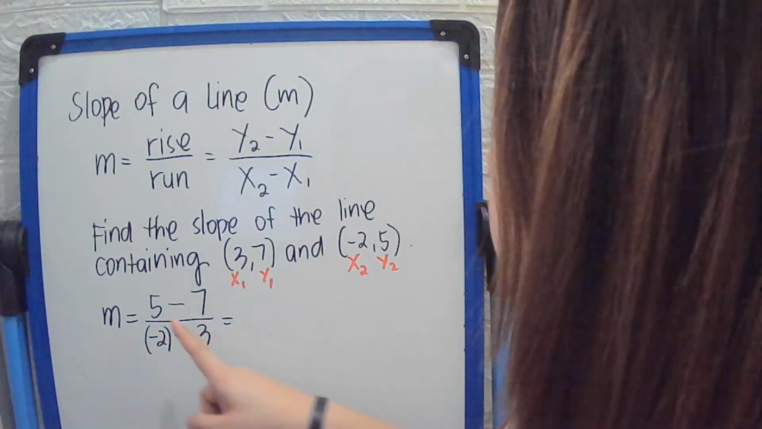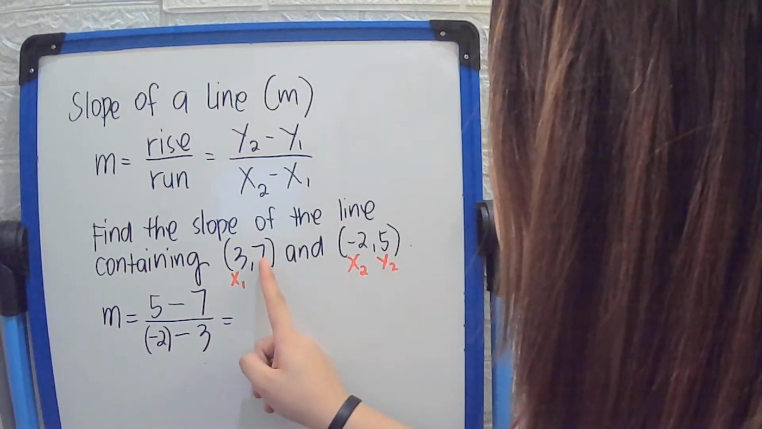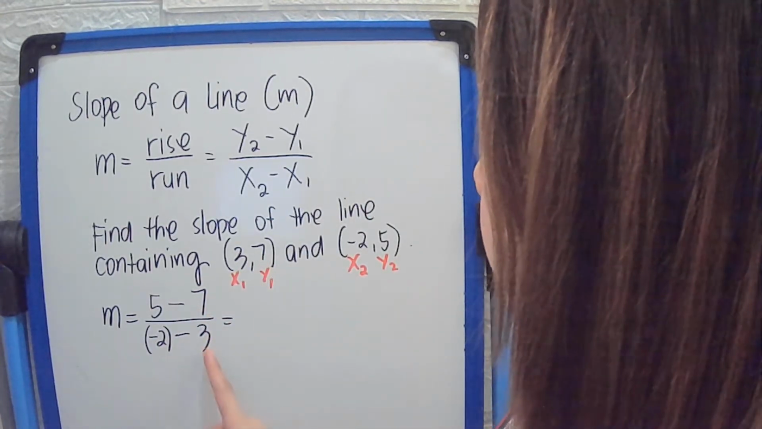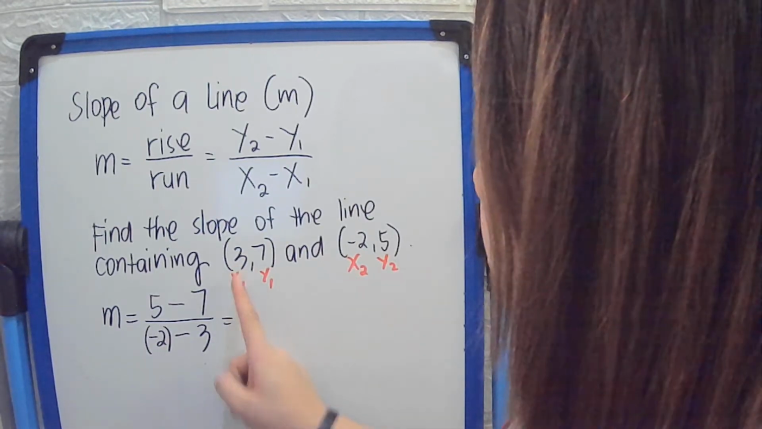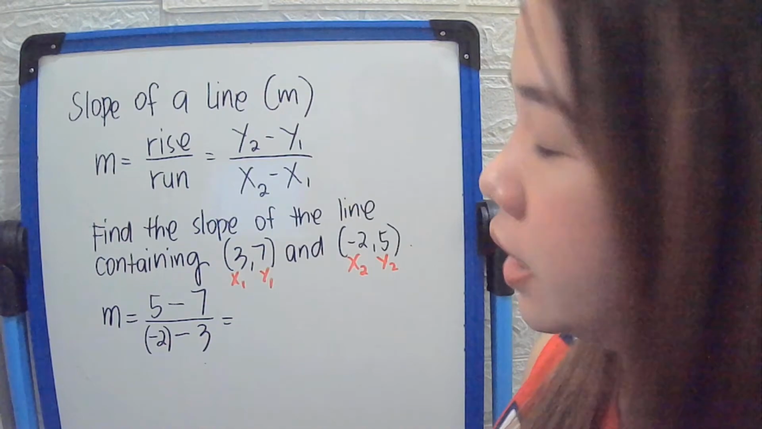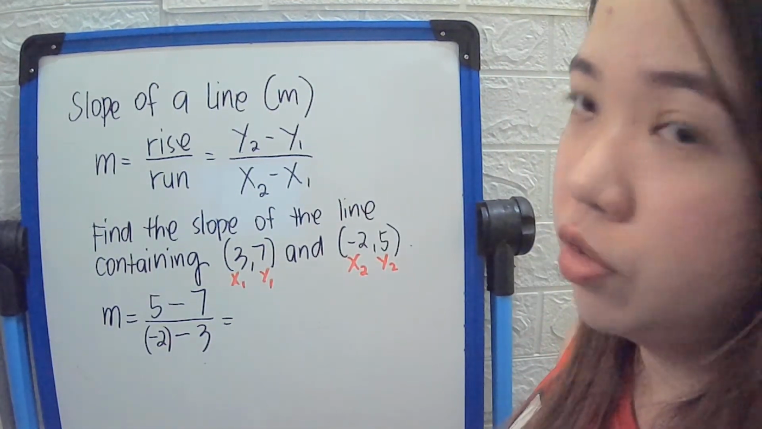So, again, y sub 2 minus y sub 1. So, 5 minus 7. Then, x sub 2 minus x sub 1. So, x sub 2, negative 2 minus 3. So, ayun siya. Now, let us solve by using laws in subtracting integers.